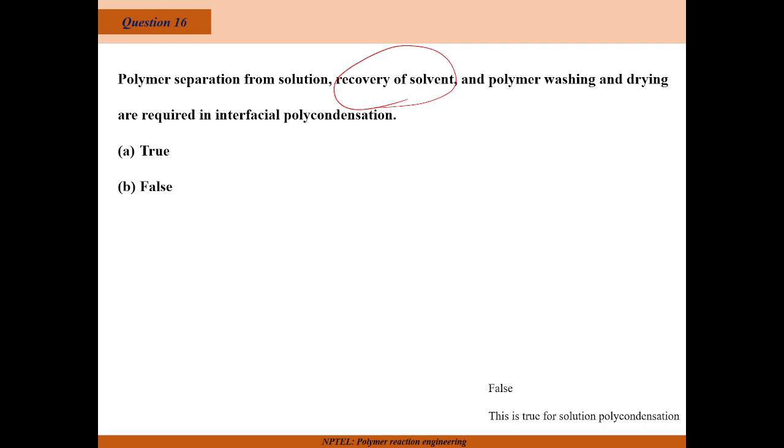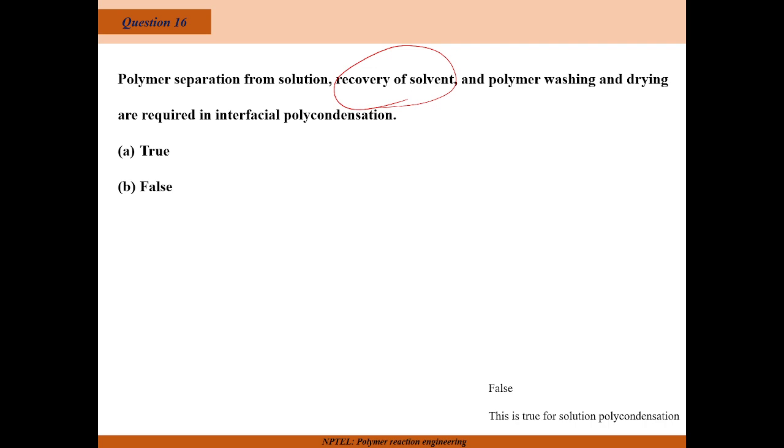Washed, dried, and that are required in the interfacial polycondensation. Yeah. So yeah, I didn't get you. I actually have a problem. Sir was explaining, and in that I could not properly get it.